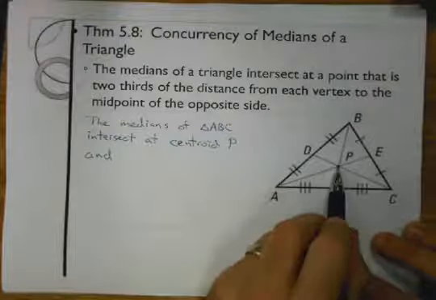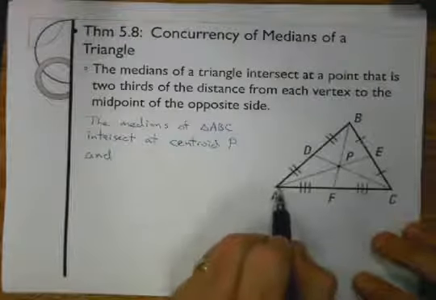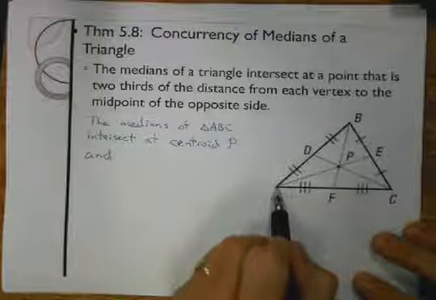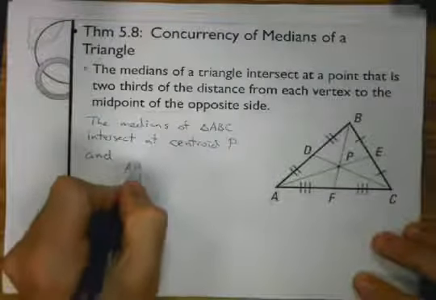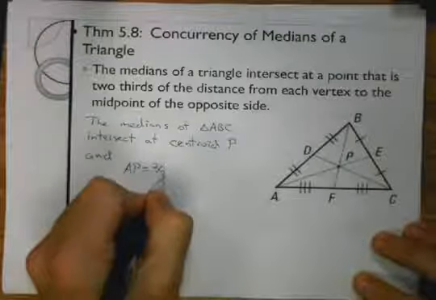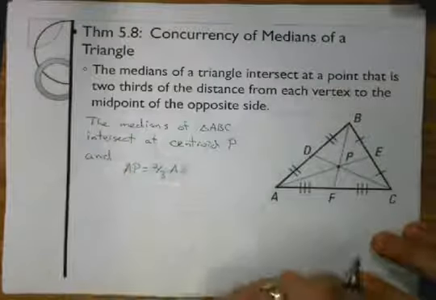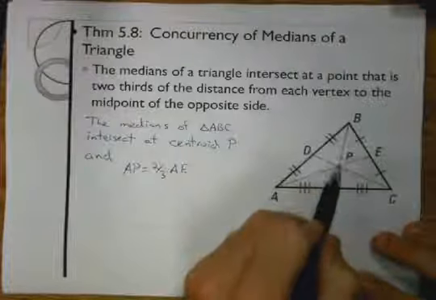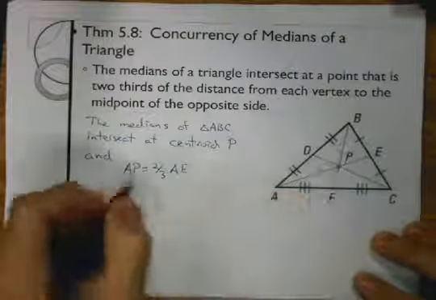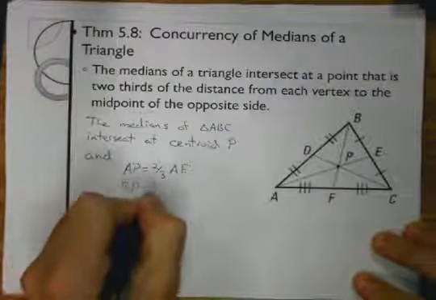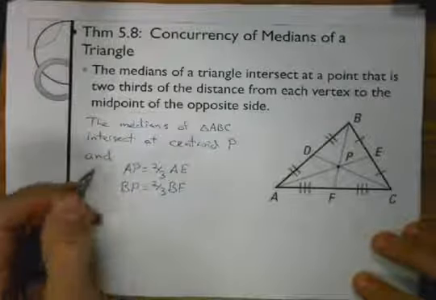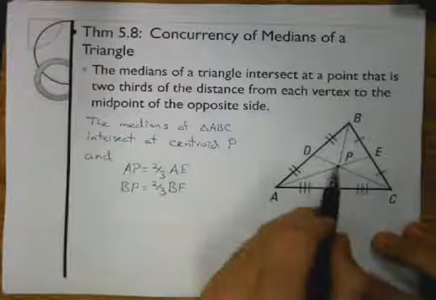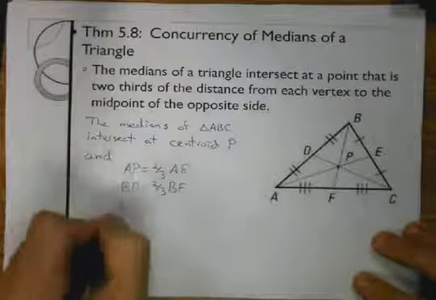So the distance from P to A is 2/3 of the distance from A to E. So let's write AP equals 2/3 AE. BP is 2/3 of BF. Lastly, CP is 2/3 of CD.